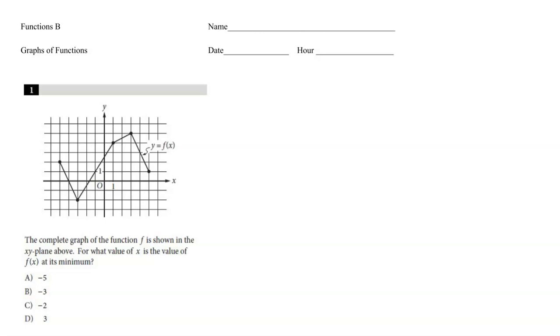All right, number one, we have a graph of a function f shown in the plane above. For what value of x is f of x at its minimum? Remember, we're looking at x values, so that's these numbers down here. Anytime on a function question, f of x is really just the y values. What is the value of y at its minimum? So minimum, we're looking at the lowest point.